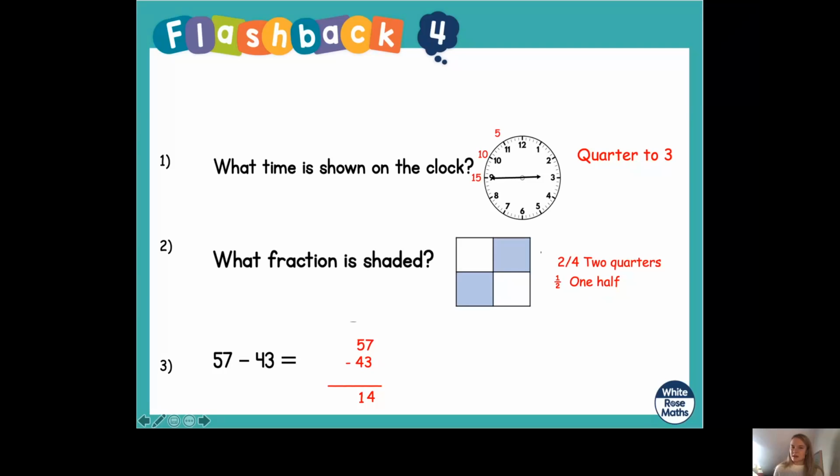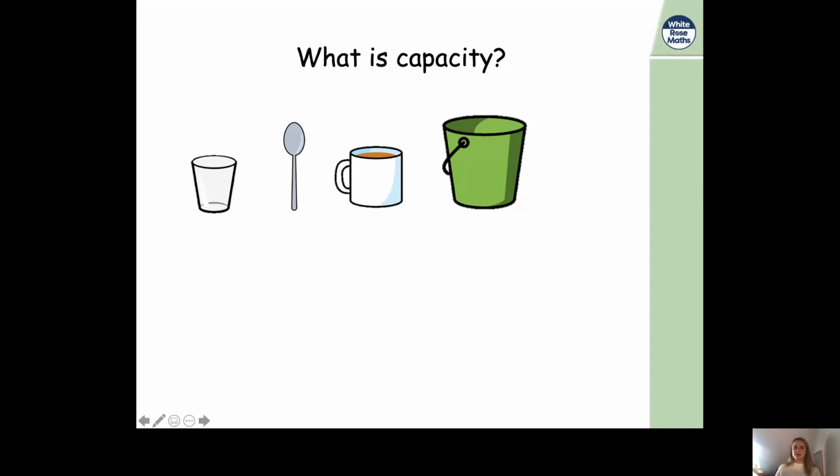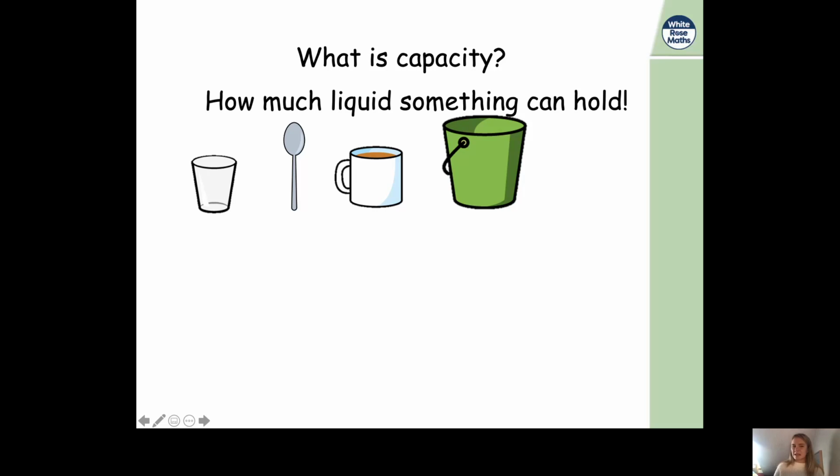So as I said, we are going to be looking at capacity and volume. Does anybody know what these words mean already? Fantastic. Well done if you do. Let's start by looking at capacity. Okay, now what does capacity mean? Well, we can see here that we have 4 different objects. We have a glass cup, we have a spoon, we have a mug, and we have a bucket. So what does capacity mean? Well, capacity is how much liquid something can hold.